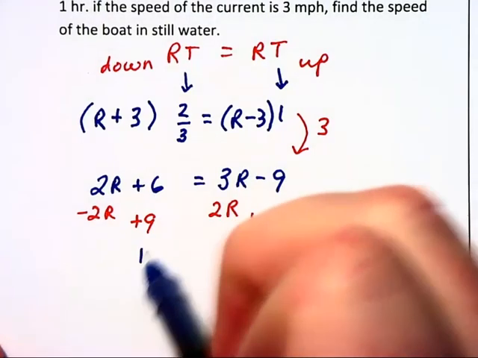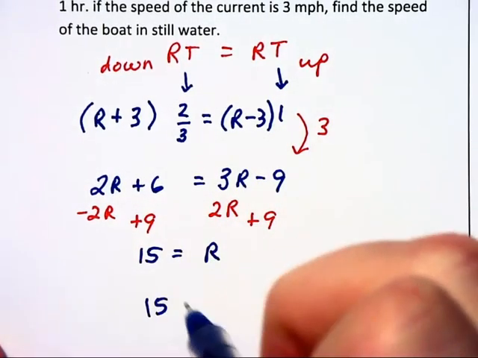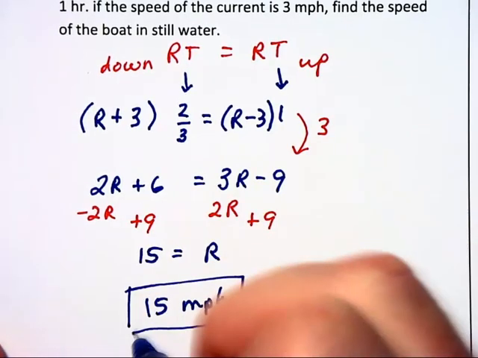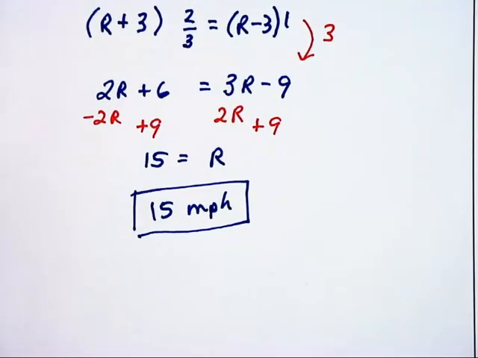So I'm going to have 15 on the left is equal to R, so my answer here is 15 miles per hour is the speed of the boat in still water. That means it's the speed of the boat on its own without any consideration from the current.